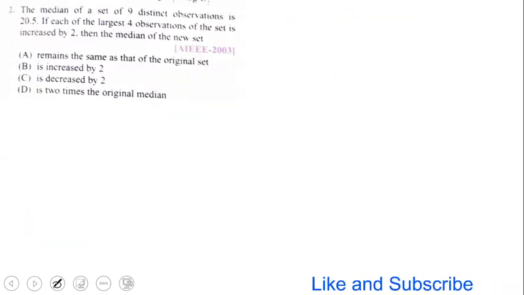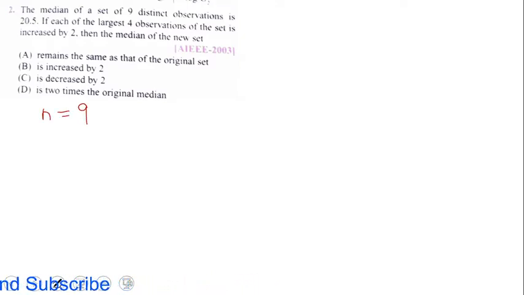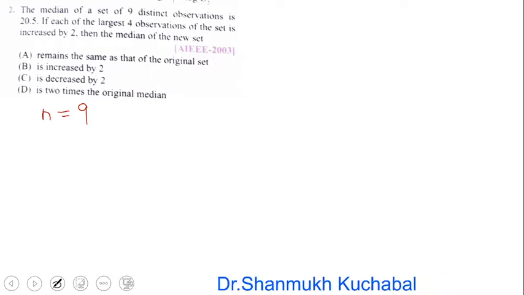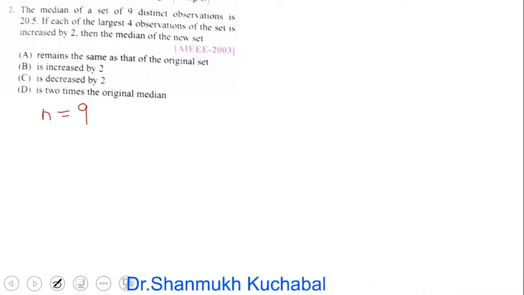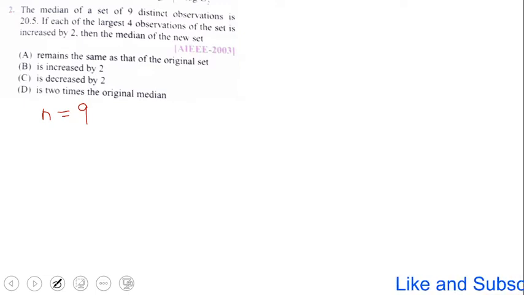The question is: the median of a set of 9 distinct observations is 20.5. Here the number of observations is taken as 9, so n equals 9. If each of the largest observations of the set is increased by 2, then we have to calculate the median of the new set. We observe that n equals 9, so the median is the fifth data. We know mean, median and mode from 10th standard.